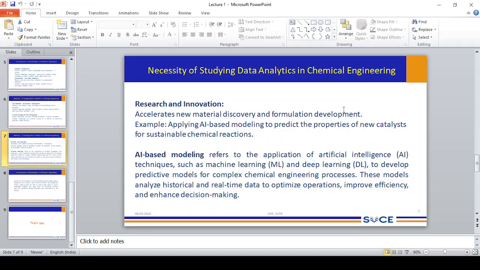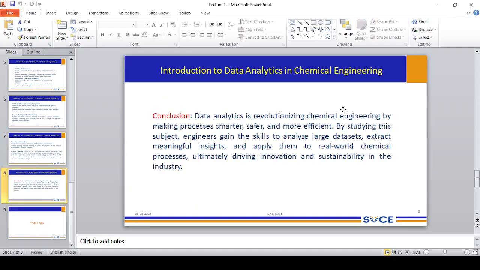So what they are saying is that artificial intelligence techniques such as machine learning are used to develop predictive models for complex chemical engineering processes. These models analyze the historical and real-time data to optimize the operation, improve efficiency, and enhance decision making. So obviously, when we go for this type of models, it will help us to optimize the process and make this process very simple.